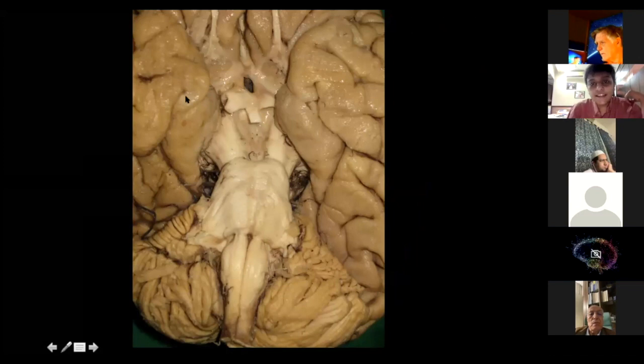So the anterior part of your uncus harbors your amygdala, and the posterior part of your uncus harbors the head of the hippocampus. So that is your next important relation. The anterior part of the uncus lies close to the anterior perforated substance in the carotid cistern, and the posterior part of the uncus lies very close to the cerebral peduncle, in the crural cistern.